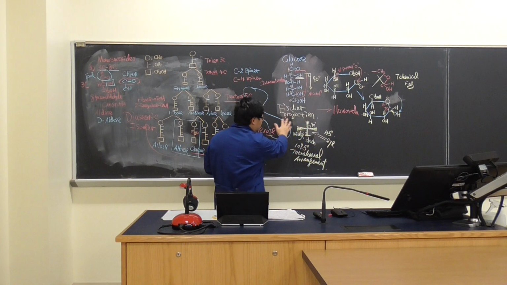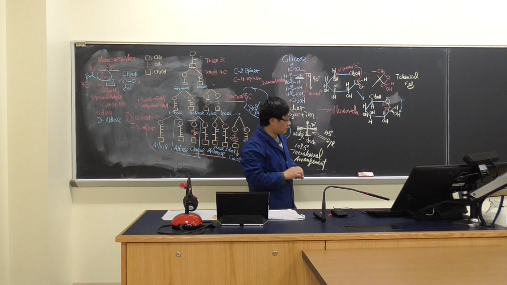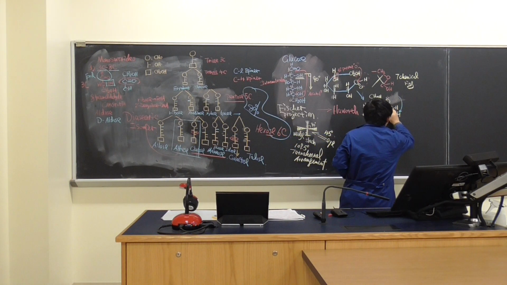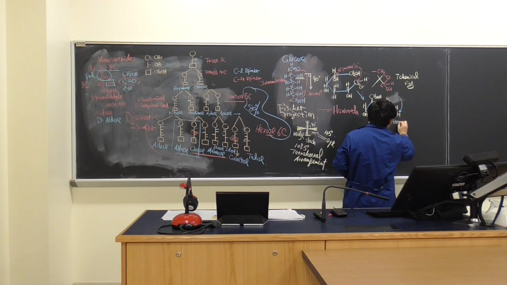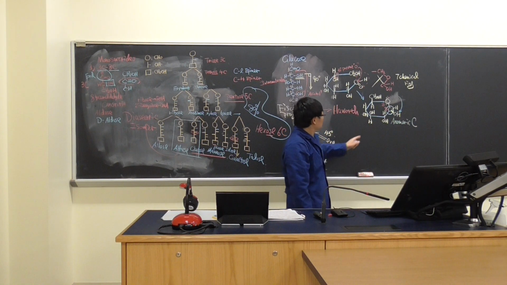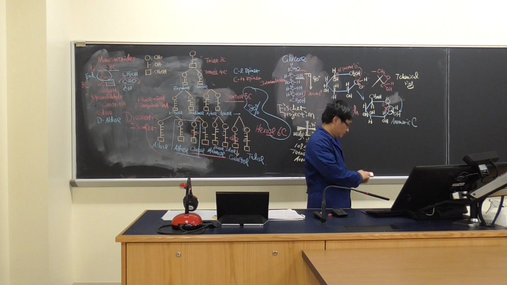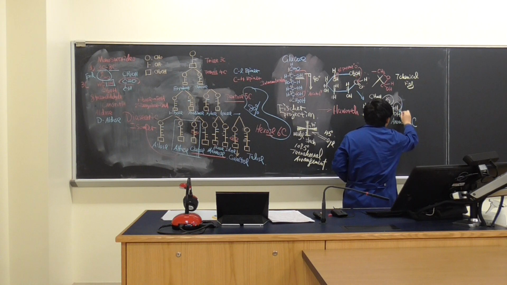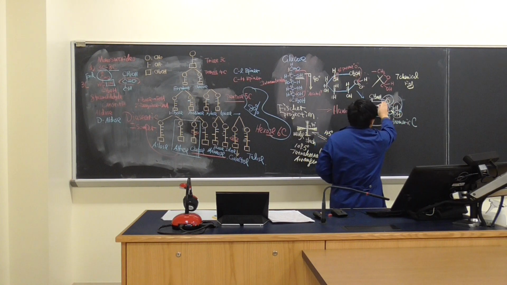Now, once the Fischer projection becomes a Haworth configuration, you'll notice something that changes. What is that? This becomes a new chiral carbon center. We call it the anomeric carbon. It's a new carbon center. So how many other groups surround it? Number 1, number 2, number 3, number 4.